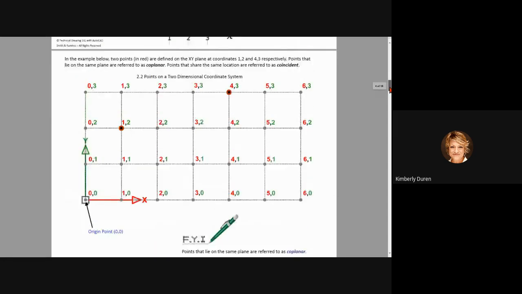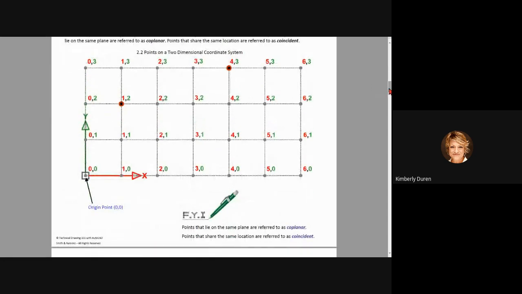Now, there are some terms that we're going to learn, and one of them is coincident. Coincident means that 2 points, or 2 lines, share the same endpoint. That endpoint is coincident. Coplanar means they lie on the same plane. So these would be coplanar in the x plane. They're all in alignment. These are in alignment in the y plane. And if I had two lines that came together at 1, 2, they would be coincident at that point.